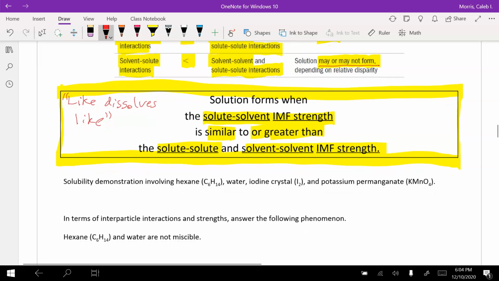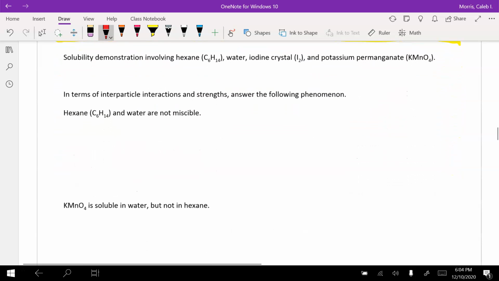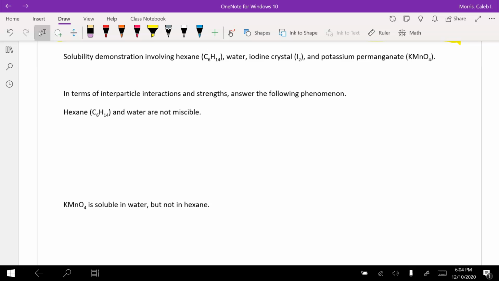Let's look down here. Okay, there's a solubility demonstration involving hexane and water. There's one with iodine crystals, hexane, water, and iodine crystals. There's another demo that we could do with hexane, water, and potassium permanganate. So I'm going to pause it now, and I'm going to link those videos for you guys to go ahead and watch those.